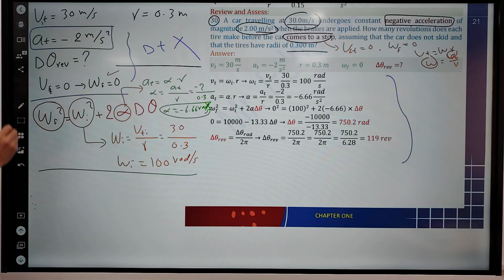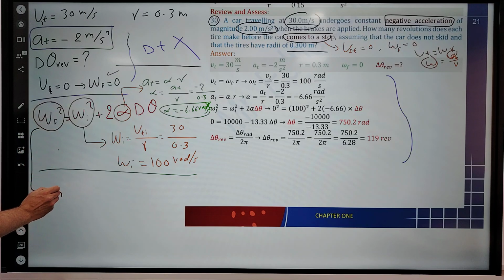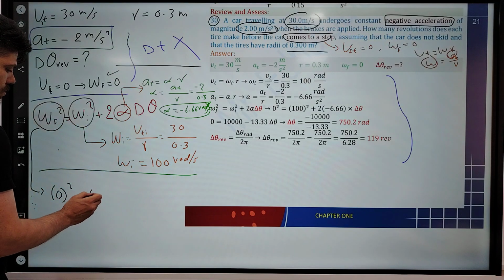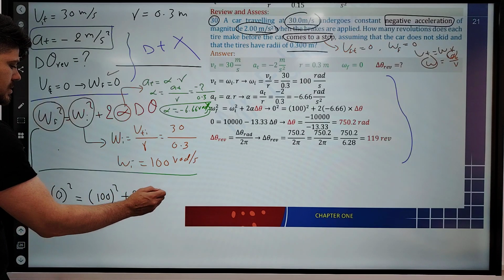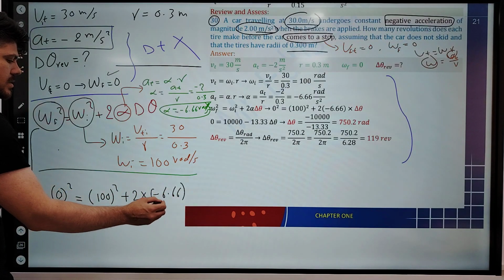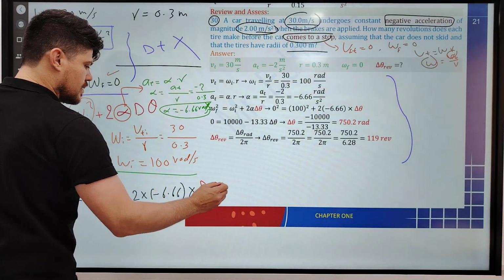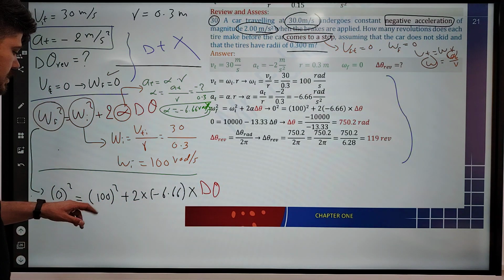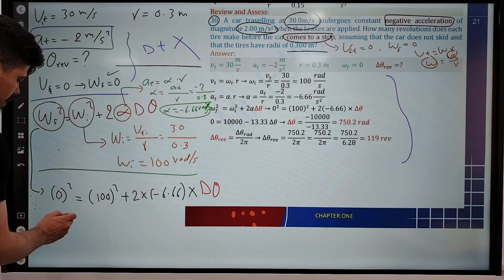Now replace. Omega final is 0. Omega initial we didn't have, but we found it is equal to 100, plus 2 times negative 6.66 times unknown. So you can rearrange this equation. 0 squared is equal to 0, 100 squared is equal to 10,000. Take it to the other side, it becomes what?